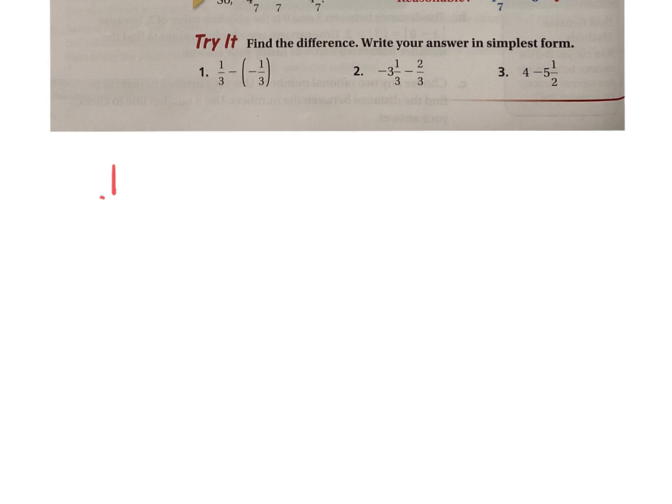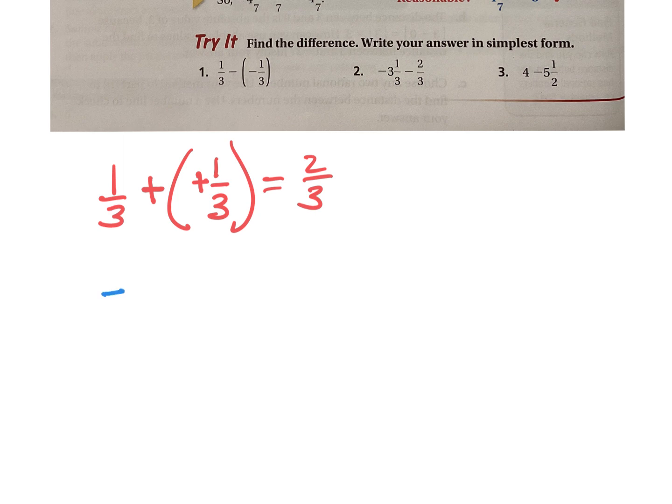So I have 1/3 minus a negative 1/3. I see it's subtraction, so instead of subtracting something, I want to add the opposite. Now I have 1/3 plus 1/3, and when I do that, we get 2/3. All right, let's look at the next one.